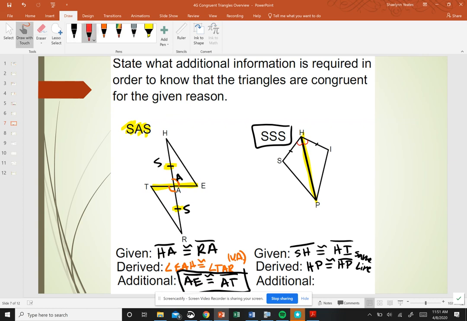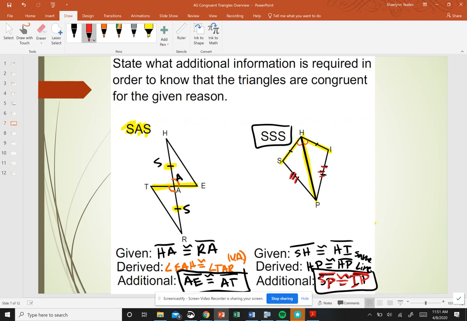All right. So the additional information I need is side, side, side. So I need the last side. So right now I have this side and that side. So now all I need, this one's fairly easy. SP is going to be congruent to IP. There we go. That was the additional information I needed. I apparently decided I wanted it in red.